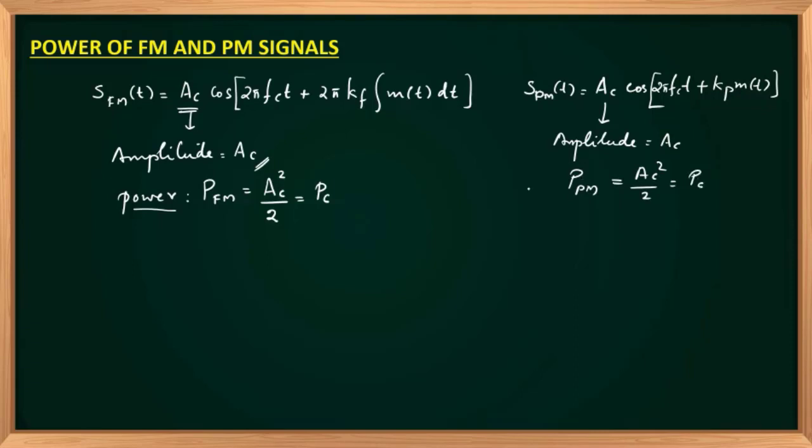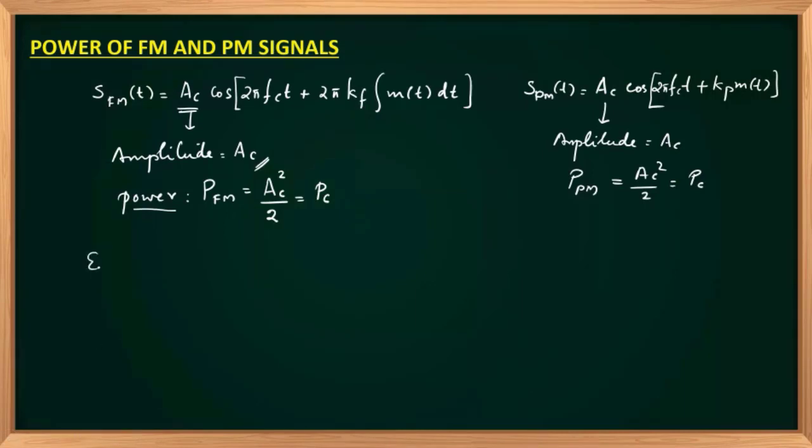Actually, carrier power is distributed among different sidebands in FM and PM modulation schemes. Actual power remains a constant value. Power distribution is taking place. Power is distributed among different sidebands. So this is all about power of FM and PM signal. It is determined from the value of Ac, that is the amplitude of the carrier signal.